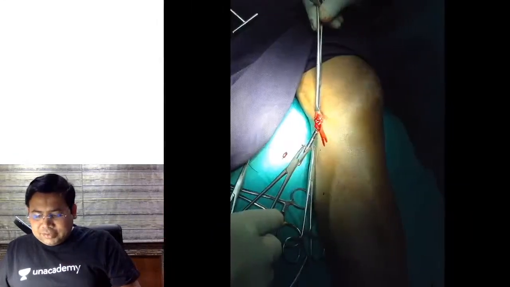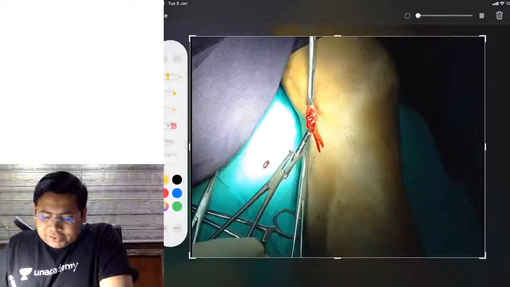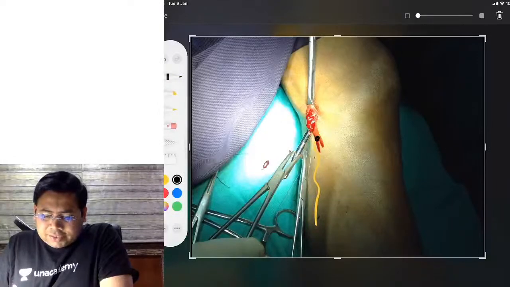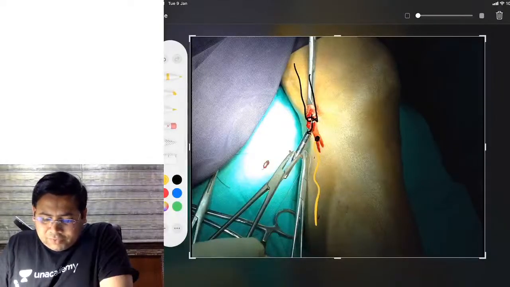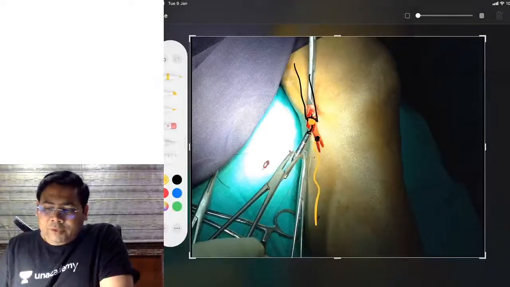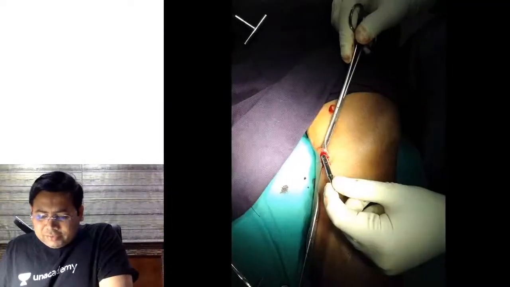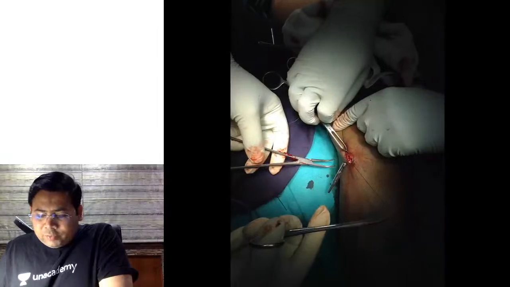Just see. After dividing it, one end is secured now. One end has been secured, and this is the other end from which the bobbin is coming out. So I will ligate here also, so that the bobbin cannot go back when I pull it. Now see, I will lock it, and now I will try to pull it. Can you see? I have locked it.